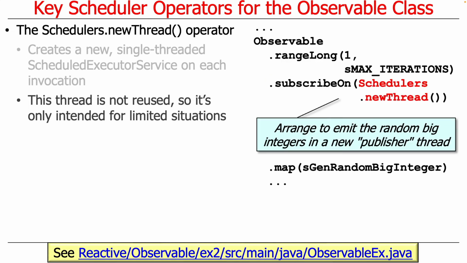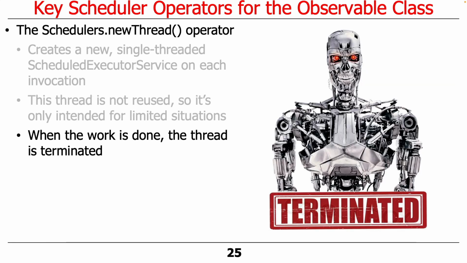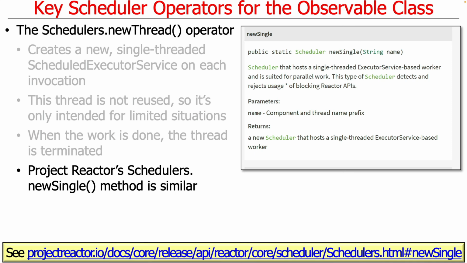So here's a simple example. We are going to use this range long method, which we'll talk about later. It's going to generate values from 1 to S max iterations, whatever that might be. And we're going to subscribe the computations to run in a background thread, in a new thread that will publish those values, and then we'll do stuff with them later. So that's what subscribe on will do. It'll say, use this new thread that we created. When all the work is done in that particular chain, the thread is automatically terminated. So it won't stick around and be capable of being reused.